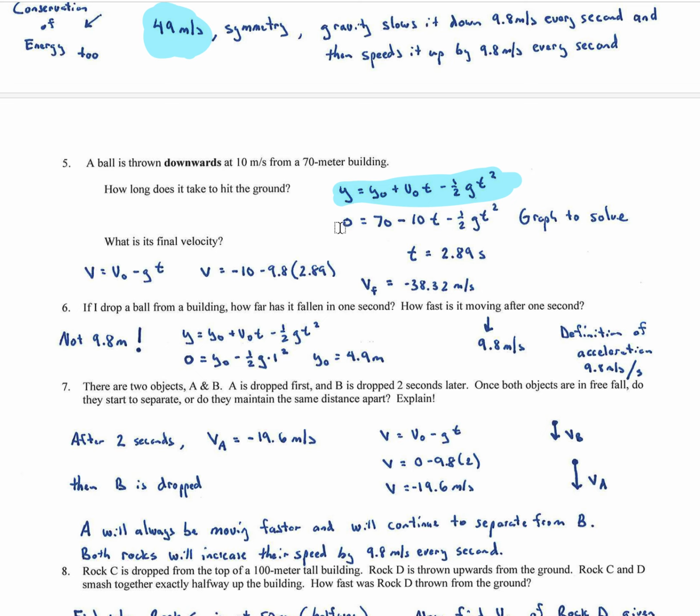So I want it to hit the ground, 0. I threw it from a building of 70. I threw it down, so I used a minus sign there. And I know gravity accelerates it down, so that's a minus sign.